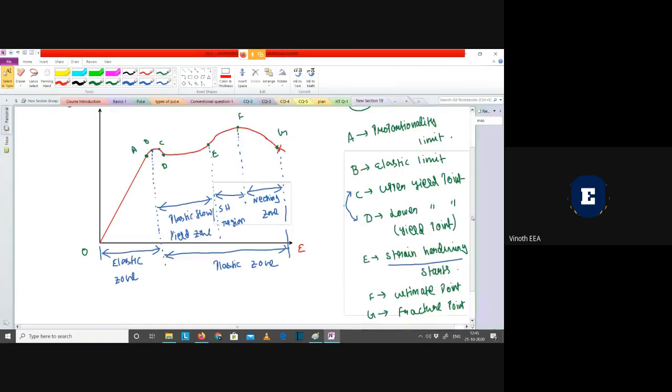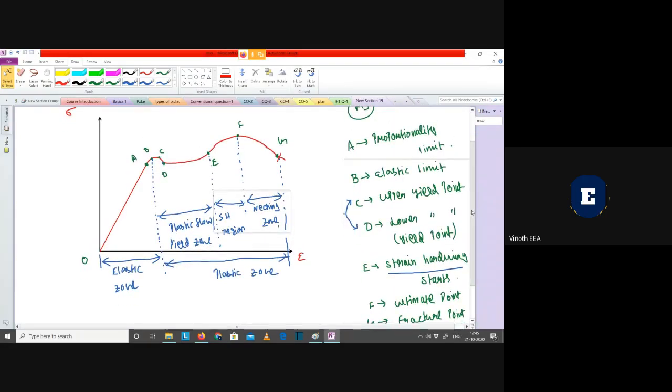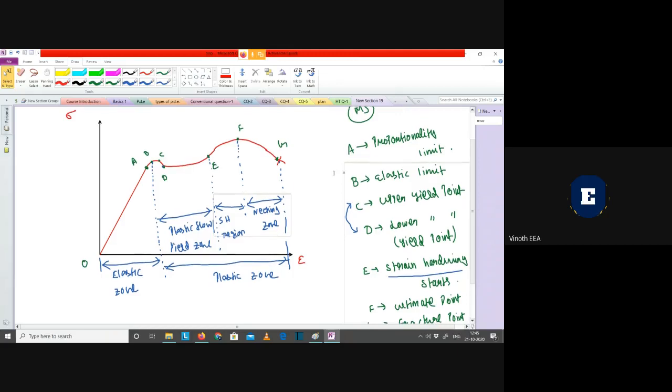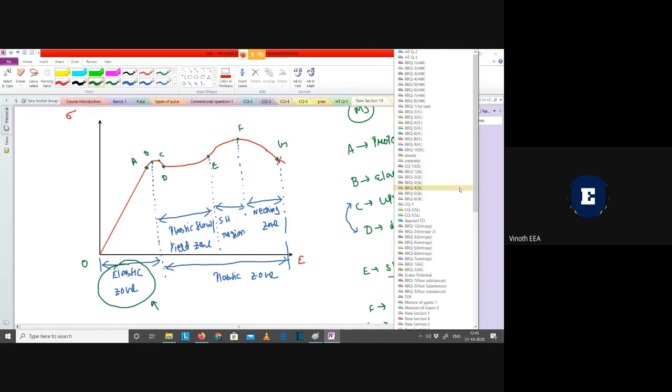So initially I just gave you all the components of this stress and strain diagram, right? Now I'm going to concentrate only on this elastic zone. I will complete the elastic zone today, and the remaining we will discuss in the next class, because the elastic zone itself will take some 10 minutes.